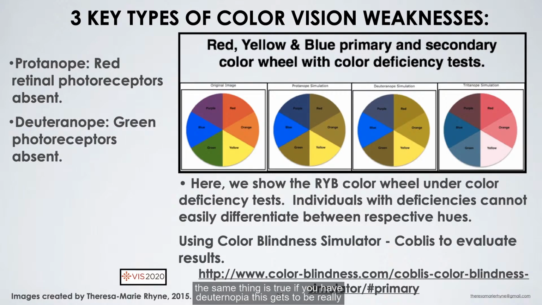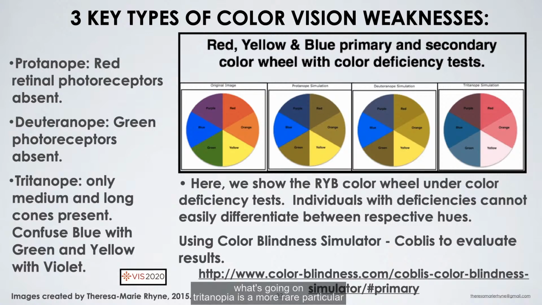The same thing is true if you have deuteranopia. This gets to be really important in visualization. If you put up visualizations that are red and green, someone who has one of these deficiencies would not be able to tell what's going on. Tritanopia is a more rare color vision situation, and that is having the blue cone not firing correctly, and that makes it hard to see the difference between green and yellow. You confuse blue with green and yellow with violet.